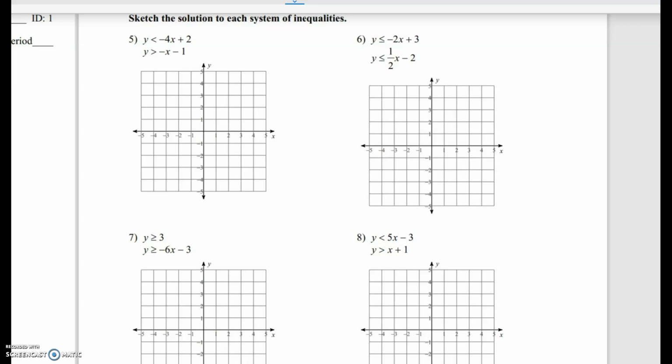So here's number 5. I'm going to start by graphing the top one. This top line, y is less than negative 4x plus 2. So my y-intercept is at 2. My slope is negative 4, so I'm going to go down 4. Make sure that you go over 1. Remember, with whole numbers, you still move over. 1, 2, 3, 4, over 1. That one's off the graph, but I'll plot it. I'm going to make this one dotted because it doesn't have the equal to sign underneath it.